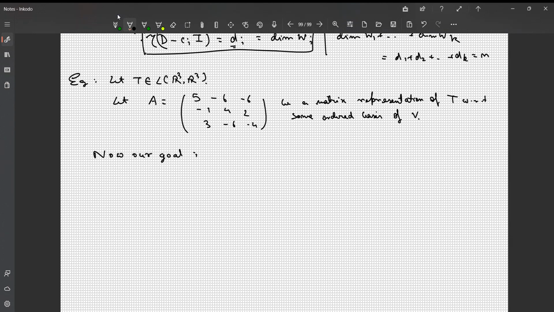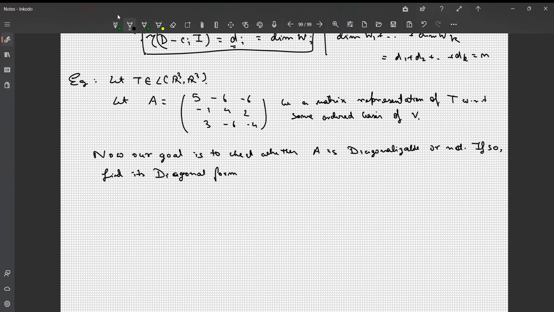Our goal is to check whether A is diagonalizable or not. If so, that is, if it is diagonalizable, find its diagonal form. Okay, so let us check this. Solution.